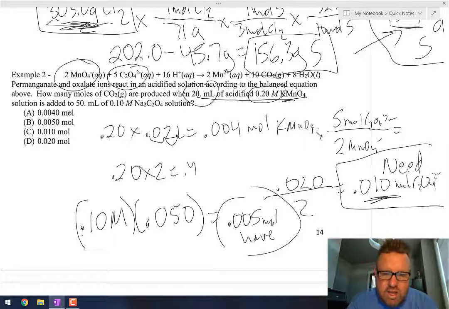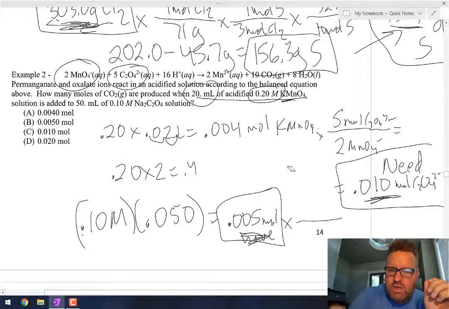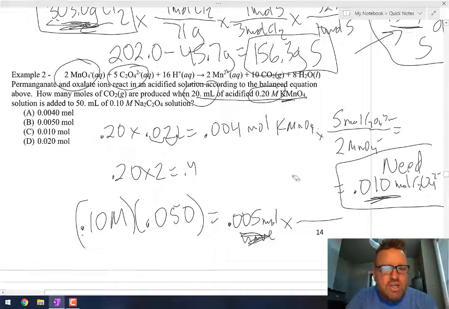So once again, I don't have enough of the sodium oxalate. And what does it tell me? It tells me that the sodium oxalate is the limiting reactant. And so that's what I'm going to use to answer the question. Okay, so this is how much I actually have. So that's the number I'm going to use. So now I can answer the question.